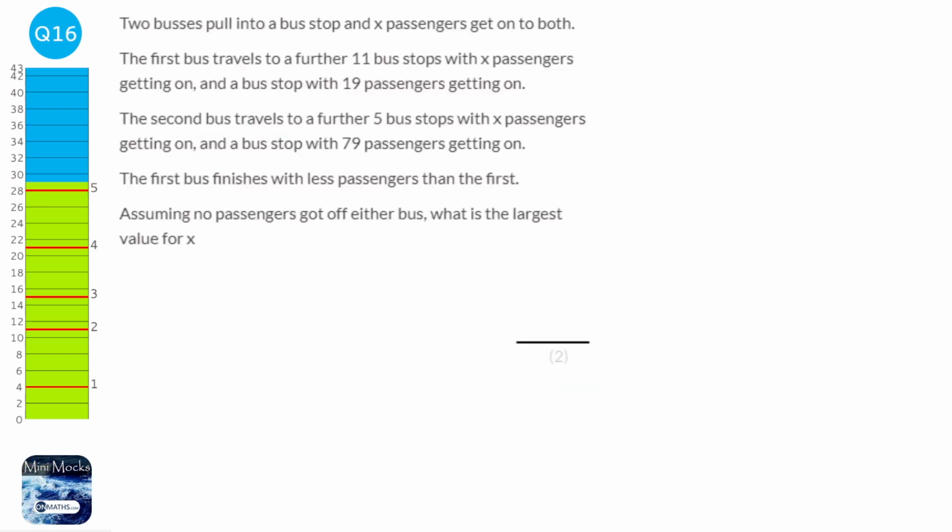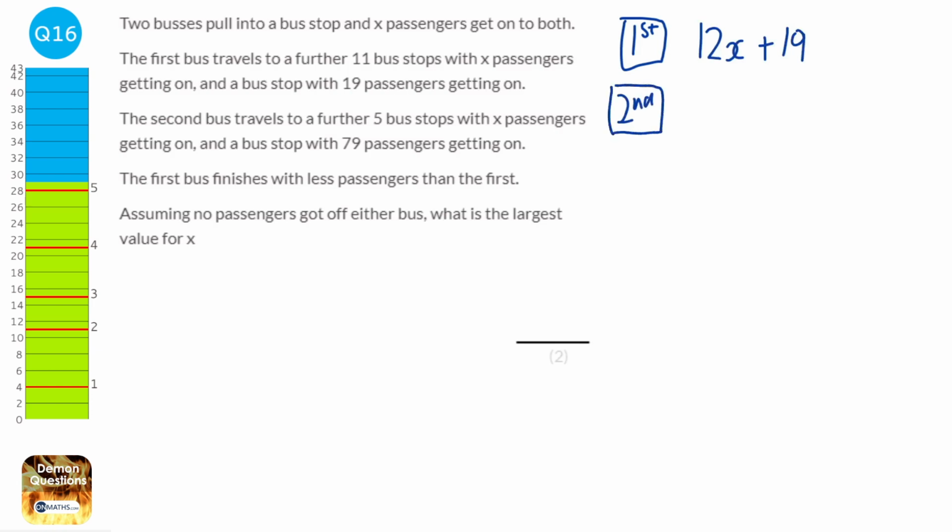So we're going to write an expression for the amount of people on the first bus. They've started with x passengers and they've gone to 11 bus stops with x passengers. So altogether that is 12x. So we're going to have the first bus, and so we've got 12x. And then on the last bus stop, 19 passengers get on. So plus 19. Now for the second bus, well, we start with x and a further 5x come on, because 5 bus stops with x passengers. So that's 6x altogether. And then 79 get on.